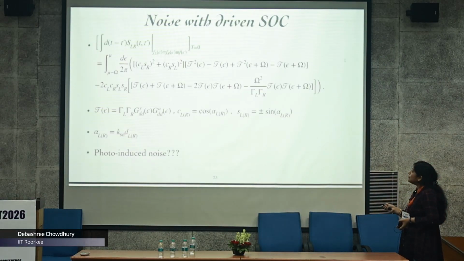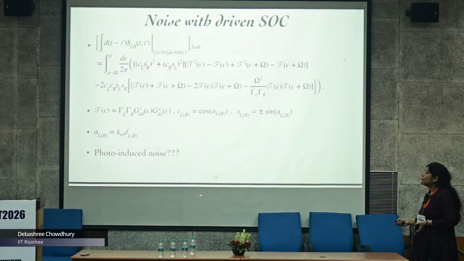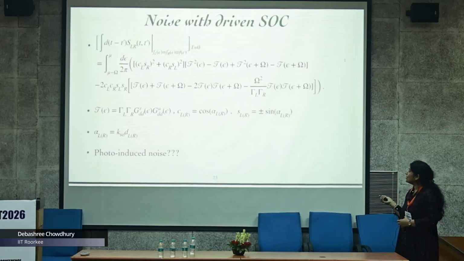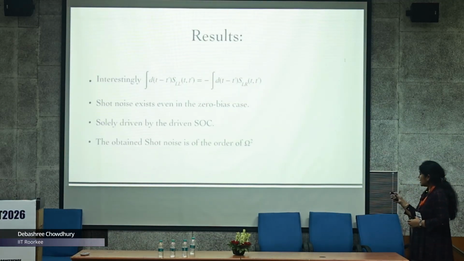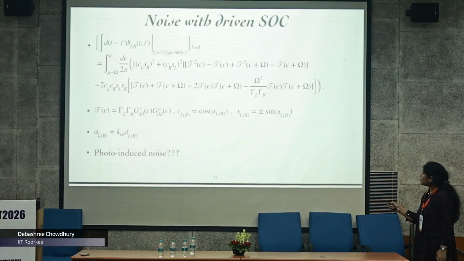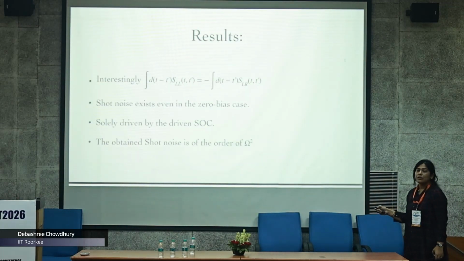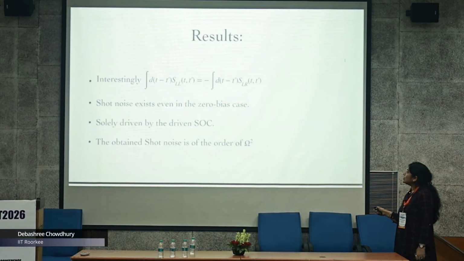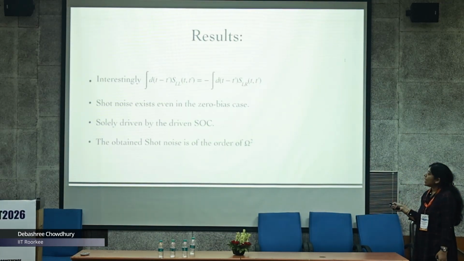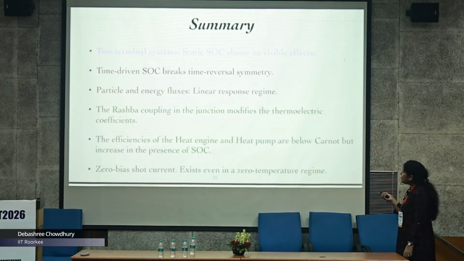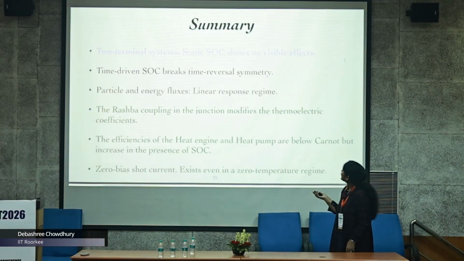This is completely driven by spin orbit coupling, so we can call it some photo-induced noise. We are still working on it, and these are the results that I would like to mention. I had shown you the cross correlation part. You can have the cross correlation and autocorrelation, and these are for the spin without time dependent driving. These hold S_LL equal to minus S_LR, and in fact what we are getting is that even if you have the time dependence, this relation still holds. And also we have some shot noise in presence of zero bias condition and zero temperature condition. So this is the summary of my talk, and thank you.